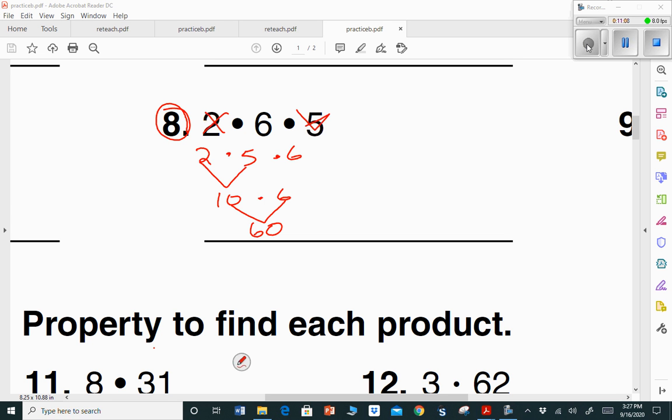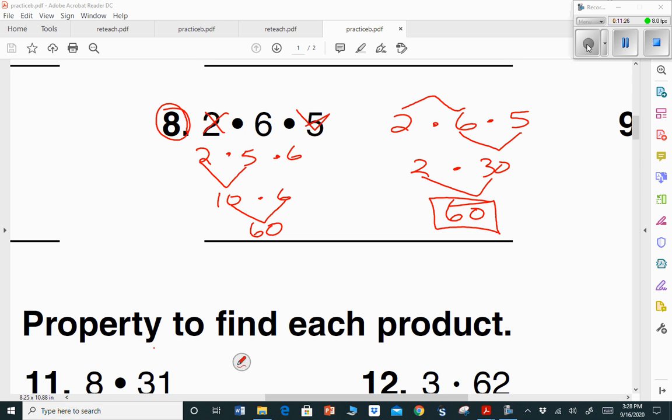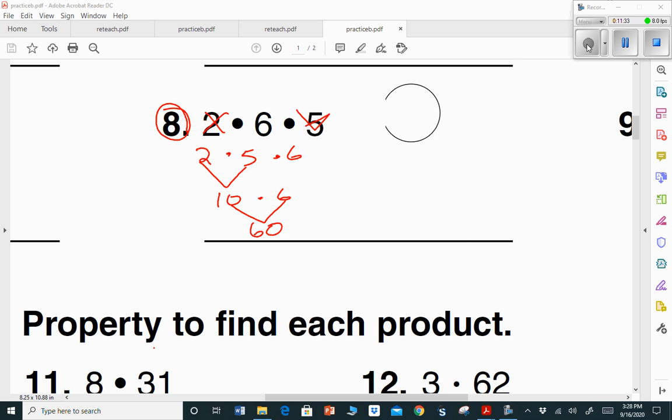You could also have done 5 times 6 is 30, and 2 times 30 is 60. That would have been good as well. But probably if you'd have done 2 times 6 is 12, and then 12 times 5 is 60, you might not have known that 12 times 5 was 60. So make things that multiply to 10 or to multiples of 10. You will be required to show your work and show how you group things.